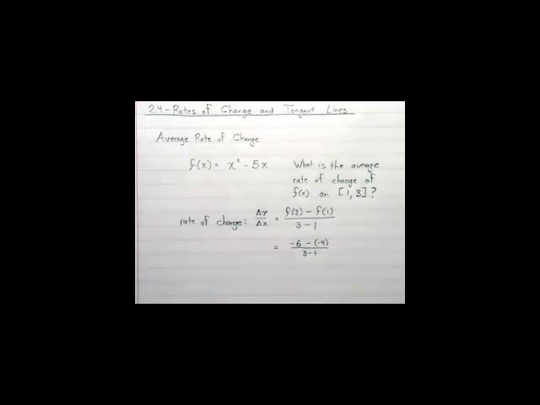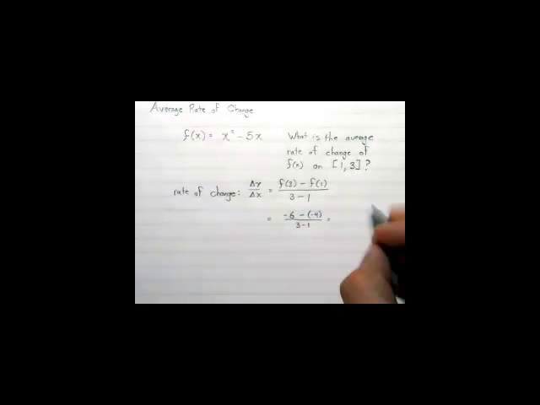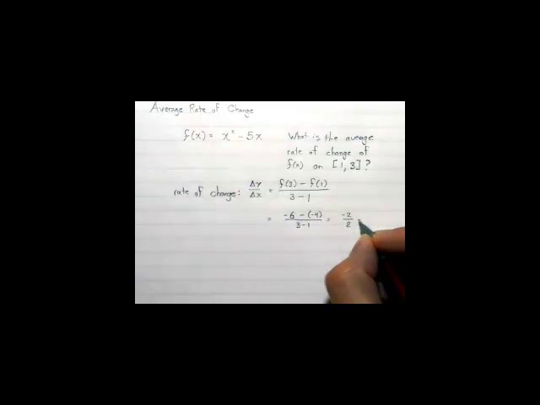So negative 6 minus negative 4 over 3 minus 1. So that's negative 6 plus 4, that's negative 2. 3 minus 1 is 2. So the average rate of change on that interval then would be negative 1. Okay? Or the slope of the secant line, we call it a secant line, is negative 1.